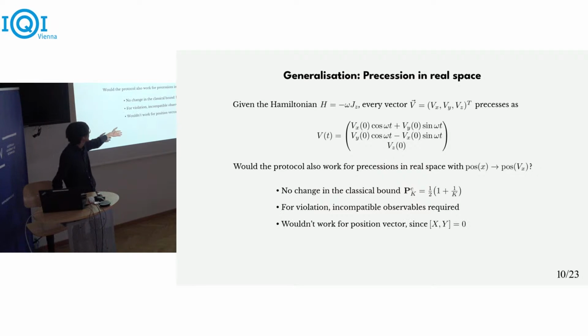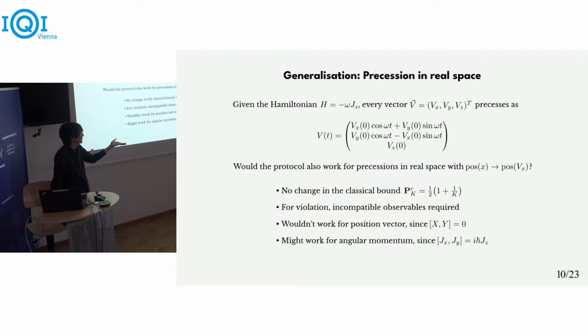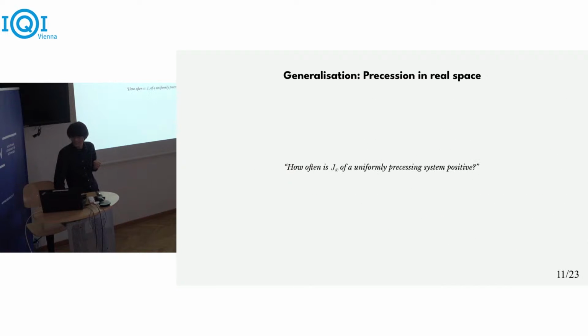So for that reason, you can't use actual position x and y to find some classical violation of the classical bound. But maybe it might work for Jx and Jy, for the angular momentum, because Jx and Jy do not commute. And that was what we looked at next. How often is Jx of a uniformly precessing system positive?